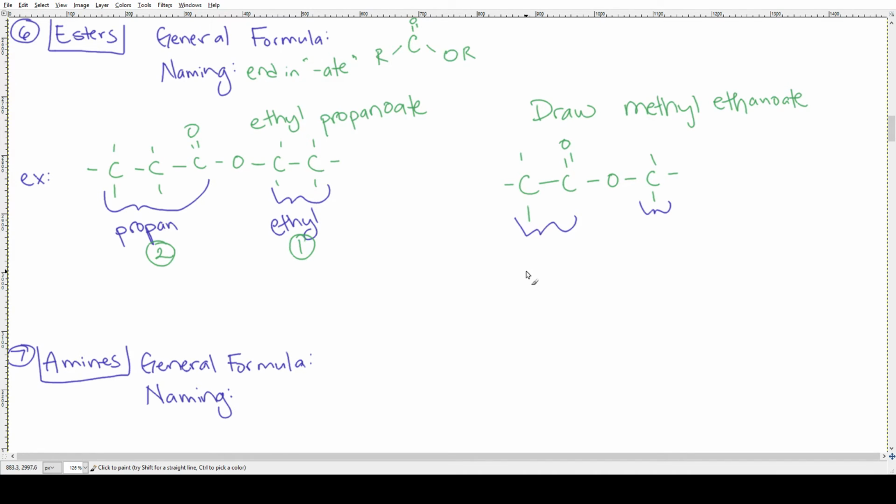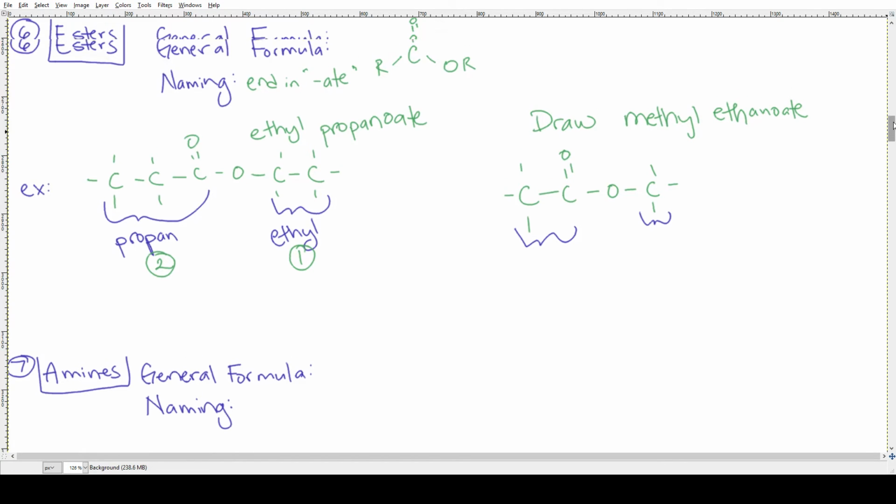That is an ester. You have an oxygen in the middle, and the carbon directly next to it is double bonded to another oxygen. Okay, that's esters.